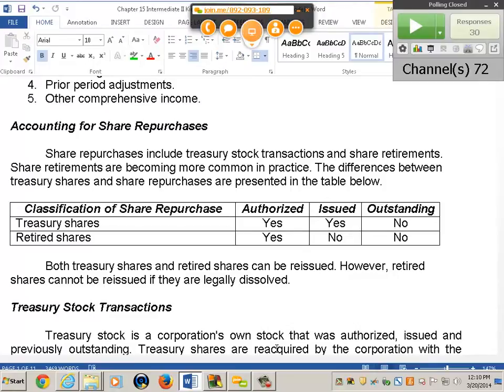So retired shares are put into unissued stock. And that is the key. And of course, it's not outstanding. If I cancel the stock, then it's gone. Legally cancel it, it's gone. These are not legally canceled. I can reissue retired shares.